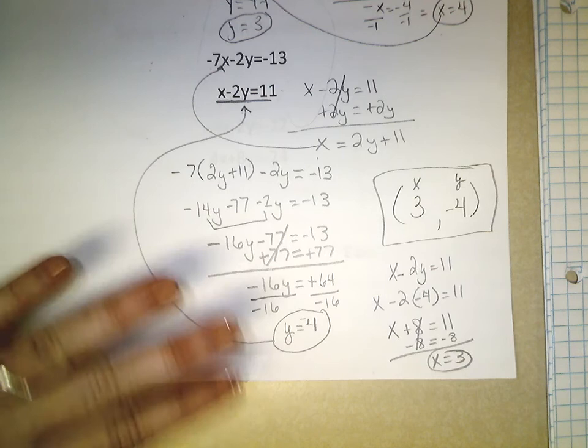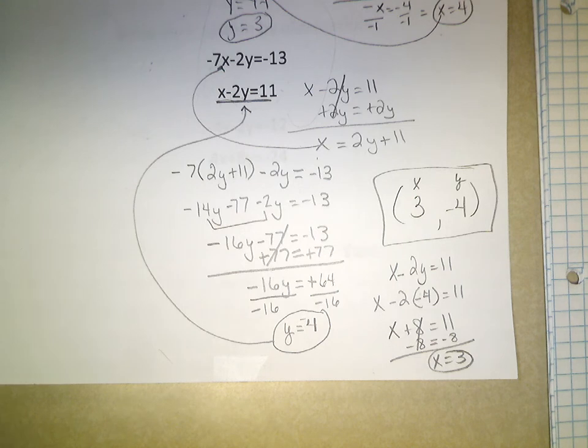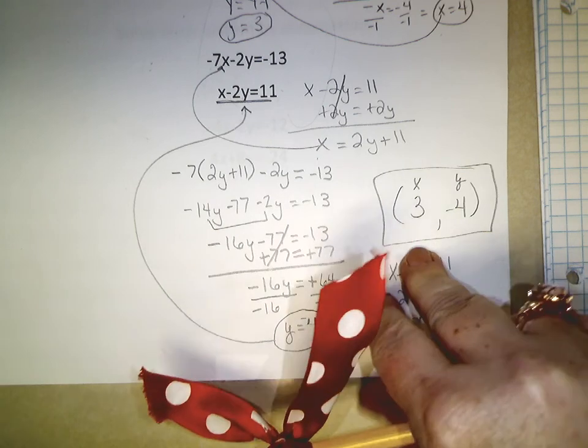Now there were a lot of signs in that, so we needed to remember our sign rules. Be sure that you are watching what you're doing. I don't want you to mess it up just because you missed a sign. Okay, so that's station 2 by substitution. Let's go to the next one.